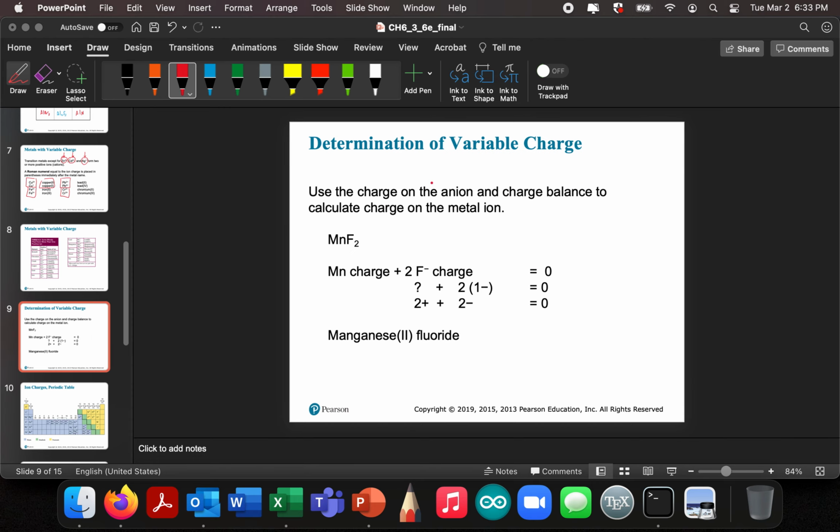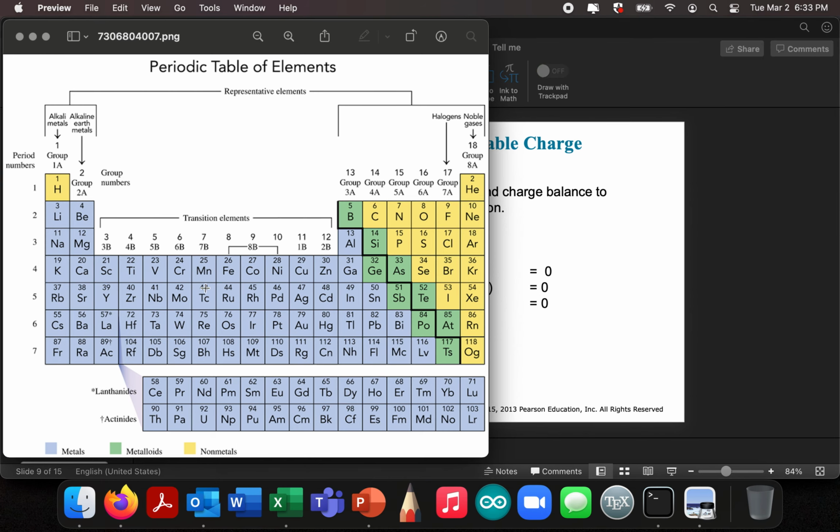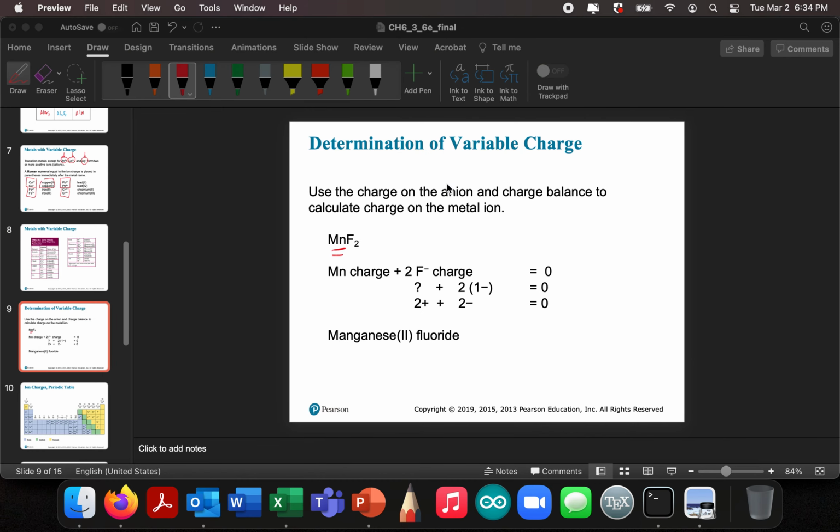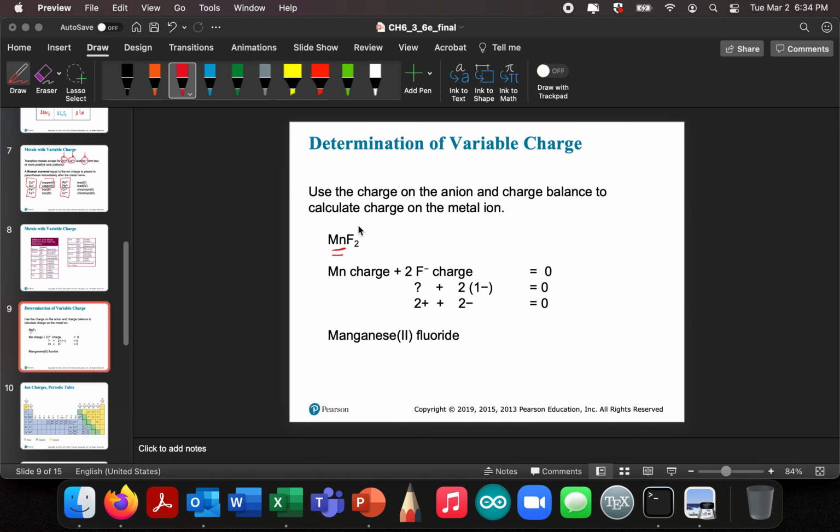Here's an example. Suppose you've got MnF2. Well, manganese is right there with the transition metals, right? So you don't know what its charge is, but you do know what fluoride is. Fluoride is a -1, and you've got 2 of them, and you know that they come out to be 0. So what must manganese be? It must be +2, right? Because +2 plus -2 gives 0. And so consequently, it is manganese 2 fluoride.